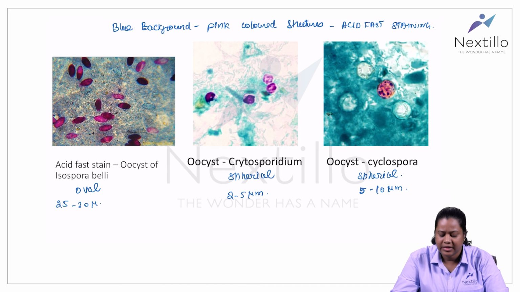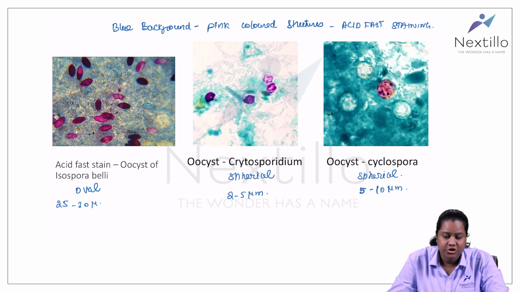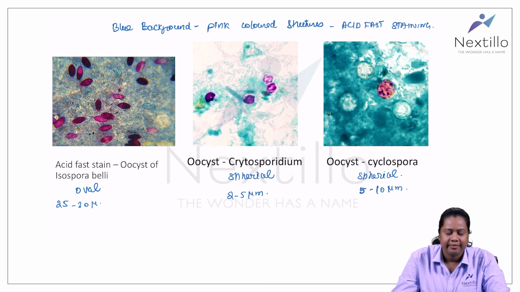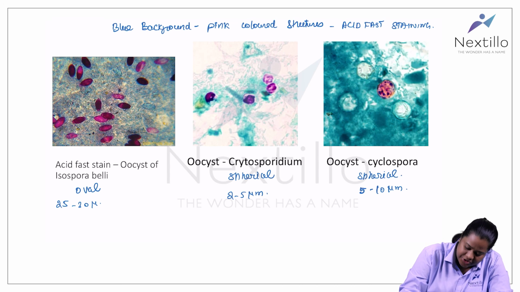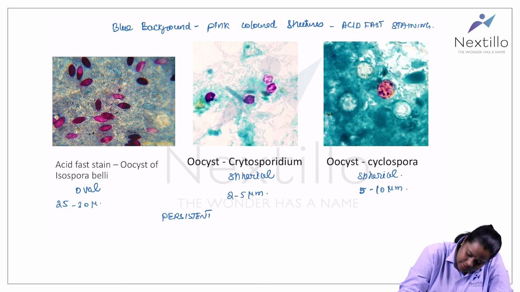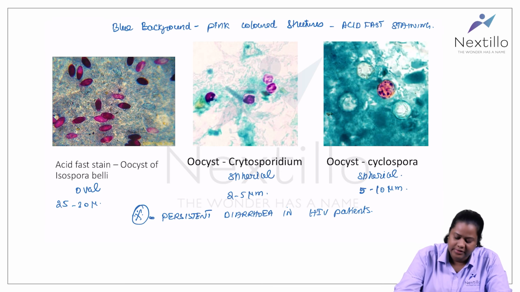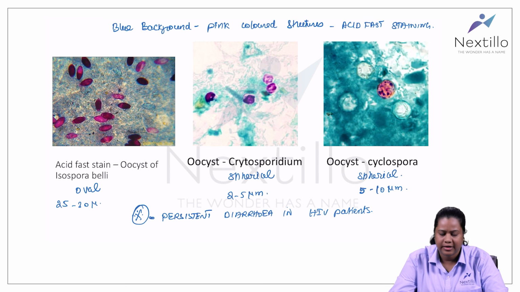When you see this kind of acid-fast structures in a stool sample, basically these three parasites are known to cause persistent diarrhea in HIV patients. So it will cause persistent diarrhea in HIV patients. So it is a very important MCQ. It can be asked in any exam.